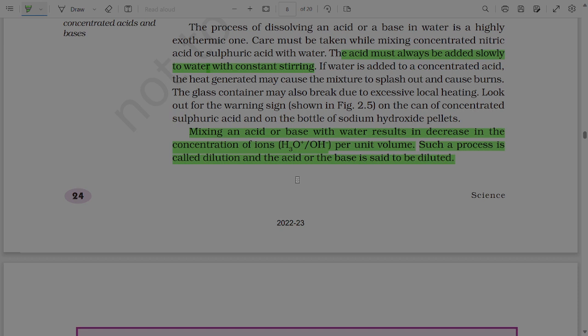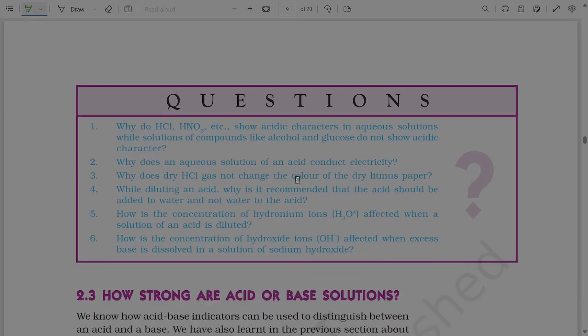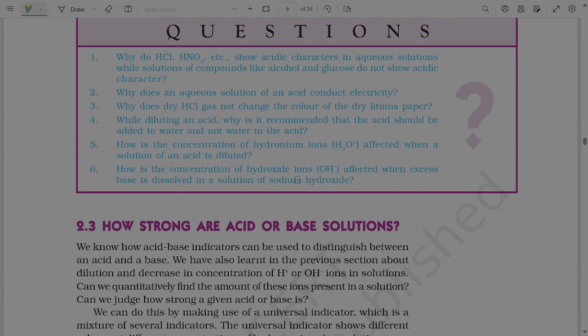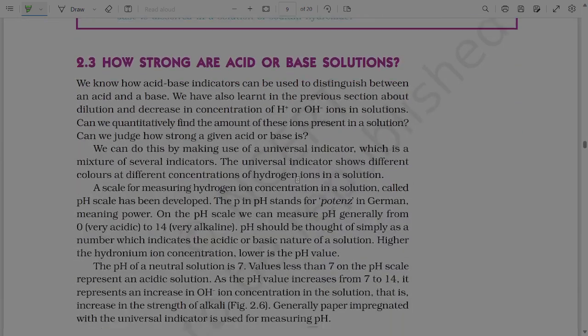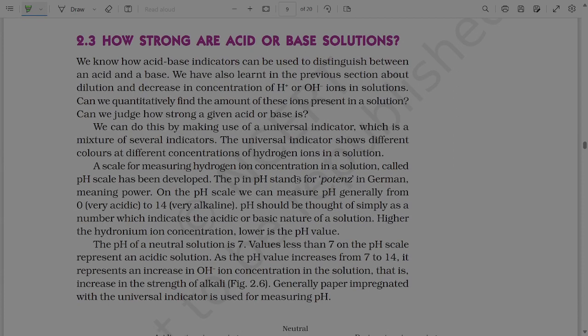Acid is added to water slowly, and it is made dilute. So now we will study how strong an acid or base is, that is, we will find the relative strength of acid or base solutions. We know that acid-base indicators can be used to distinguish an acid and a base.